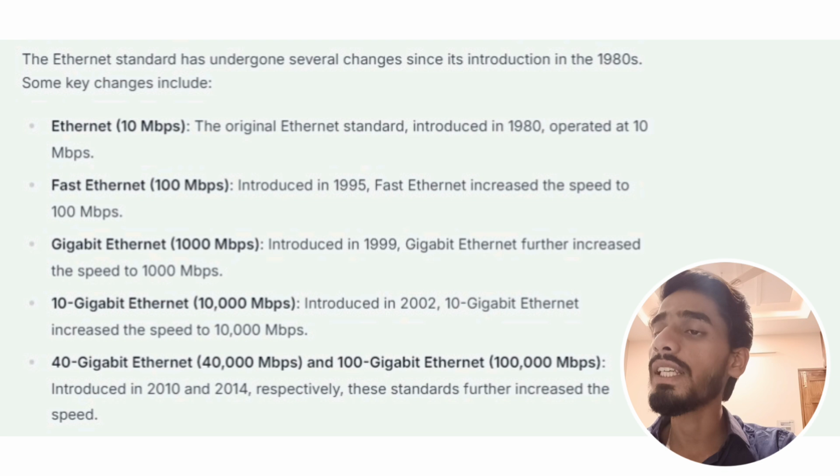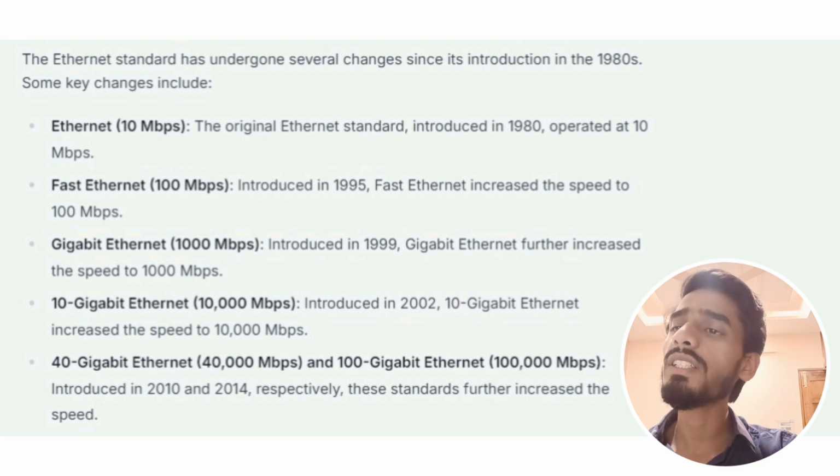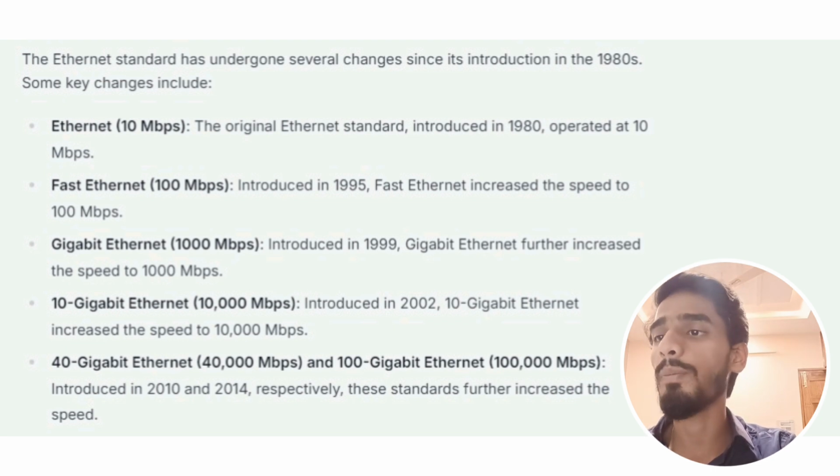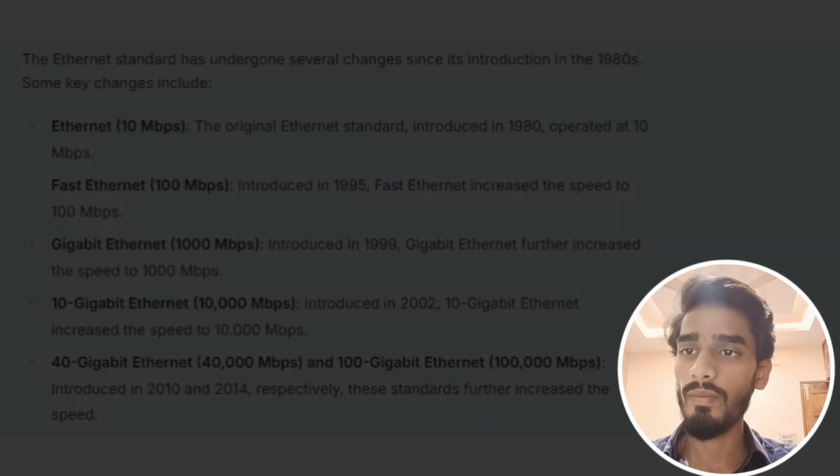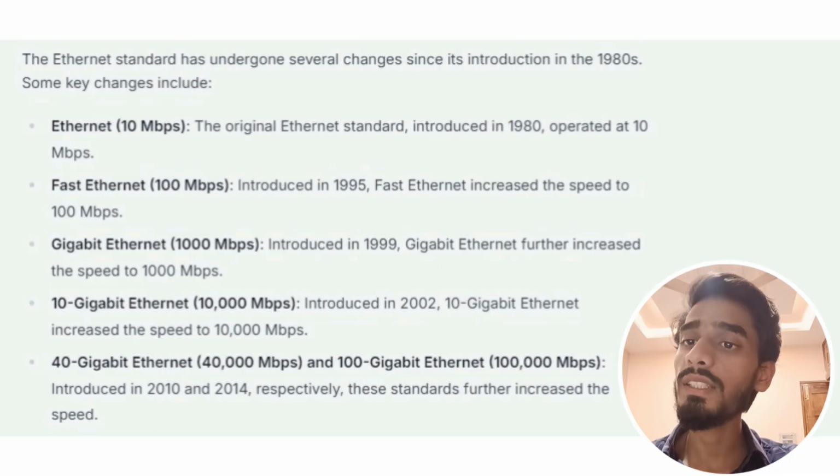Next, let us explain the changes in Ethernet standards. The Ethernet standard has undergone several changes since its introduction in the 1980s. Some key changes include Ethernet 10 Mbps. The original Ethernet standard introduced in 1980 operated at 10 Mbps. Next is Fast Ethernet, which is 100 Mbps. Fast Ethernet increased the speed to 100 Mbps.